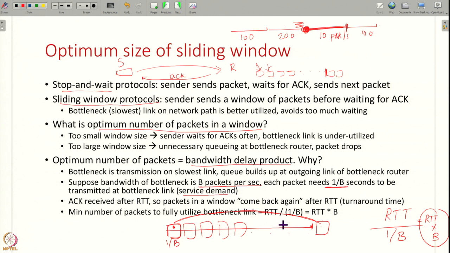If you have fewer packets than this, your bottleneck link will have some gaps. Why? Because all of these packets have been sent, yet the RTT time is not done, so the next set of packets from the window have not come, and your bottleneck link is idle. If you send more packets than this, what will happen? Only so much your bottleneck link can forward, so the extra packets will all just pile up in the queue at the bottleneck router. So once again, the same intuition of closed loop systems is useful to derive the size of a sliding window.